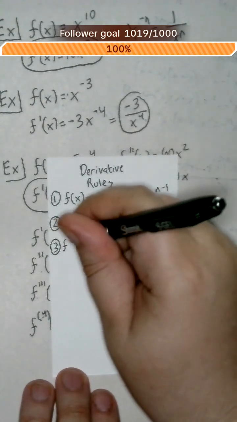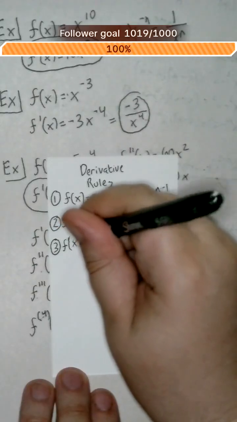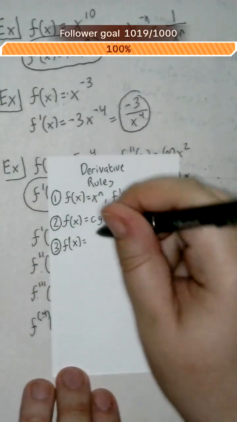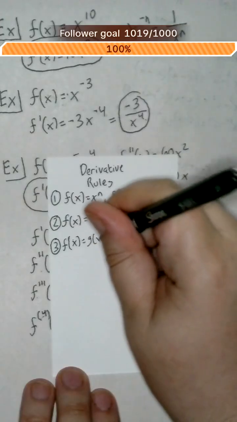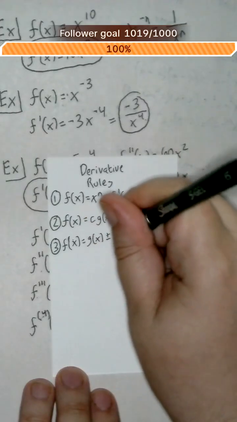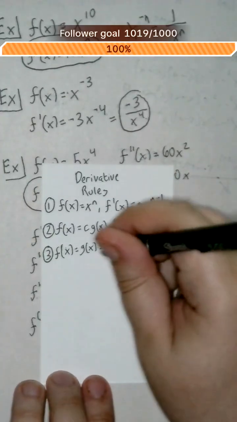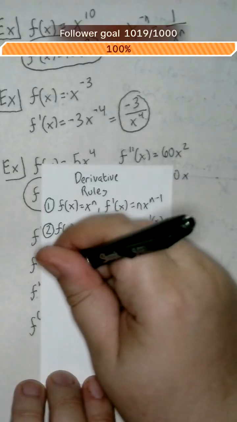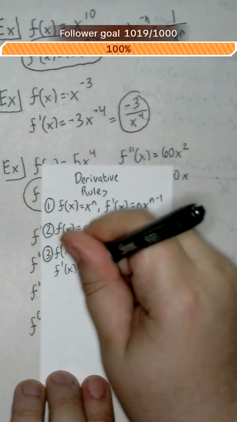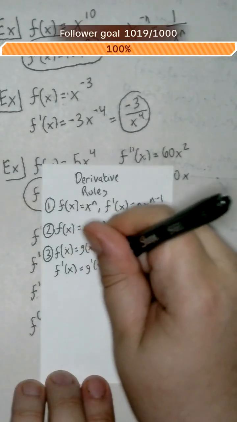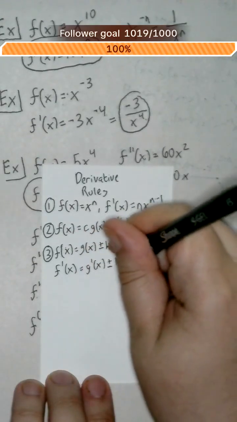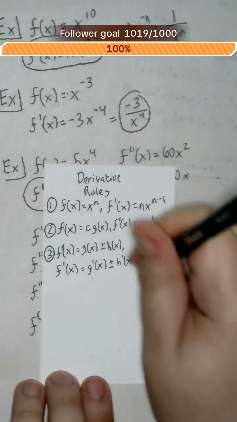So if f of x equals the sum or difference of 2 functions, then its derivative, f prime of x, is going to equal the sum or difference of the derivatives.